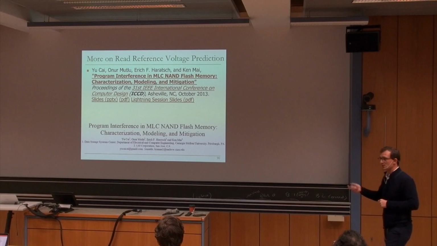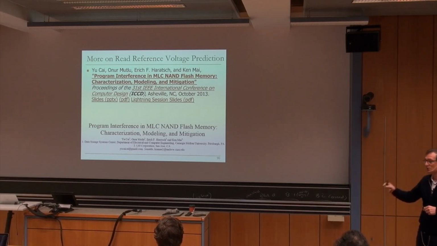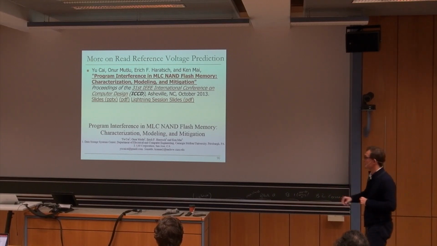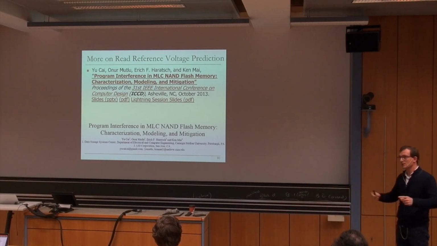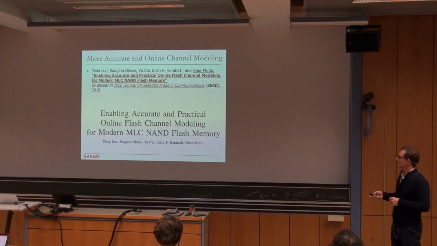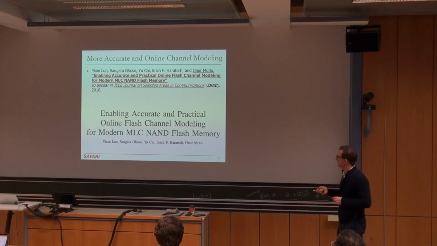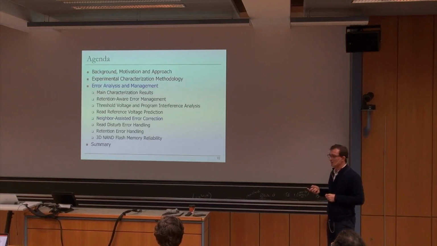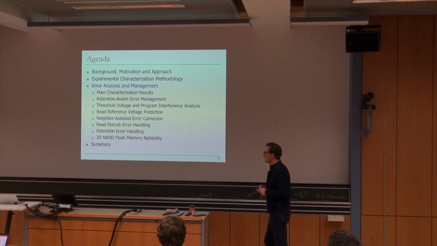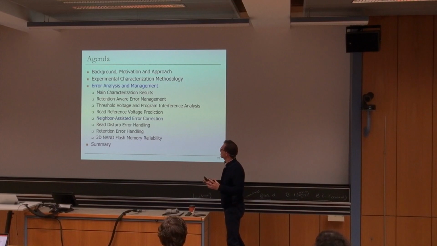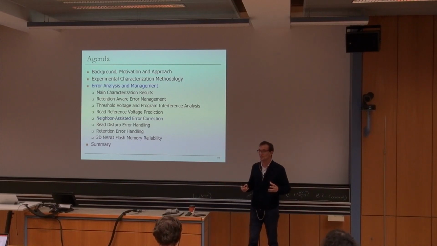And that paper also discusses these read reference voltage predictions. But the JSAC paper in 2016 that I mentioned also actually does read reference voltage prediction using much more accurate models. And that's the paper that I mentioned earlier. Okay, this is probably a good place to stop since we're out of time. But once you understand the distributions, you can actually do even more interesting things.